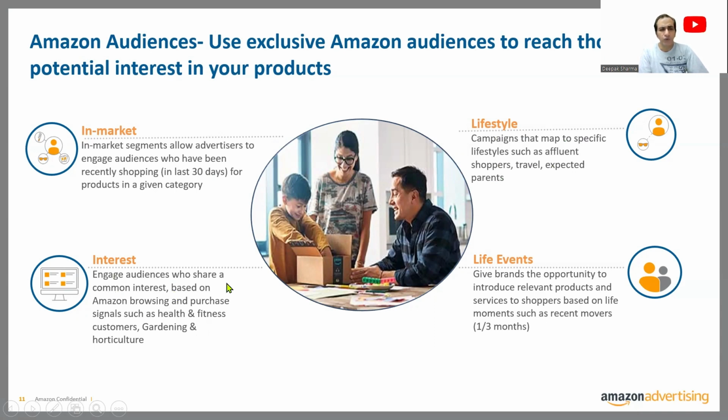Then you can do interest-based targeting. You can engage audiences who share a common interest based on Amazon browsing and purchase signals, such as health and fitness customers, gardening and horticulture customers. You can also do targeting based on life events. You can give brands the opportunity to introduce relevant products and services to shoppers based on life moments such as recent movers, 1 to 3 months.